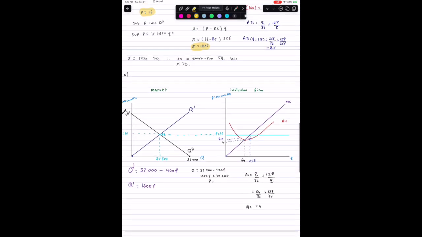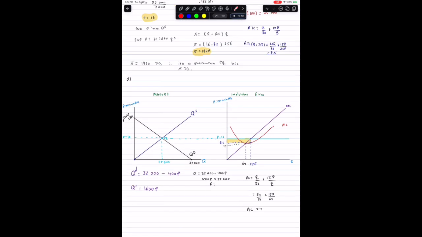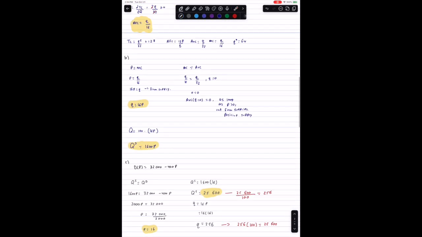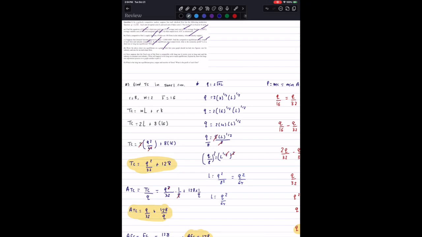Perfect. What's our profit? Our profit is this little area right here, because if you remember, our profit was 16 minus 8.5 times 256. Perfect. That is part D done. I apologize if that was a little bit confusing. But we're going to do more graphs, so don't worry.